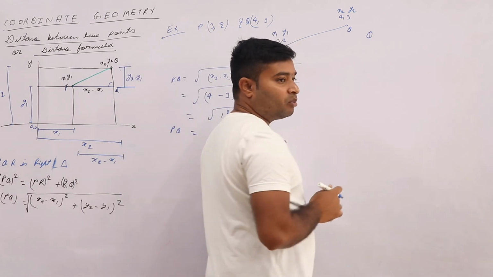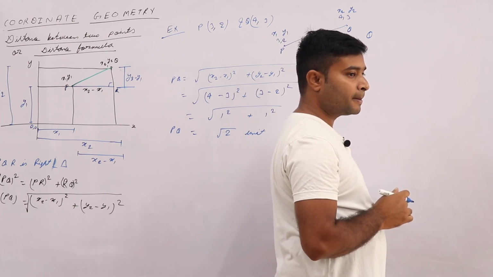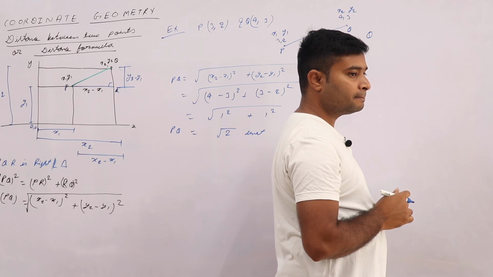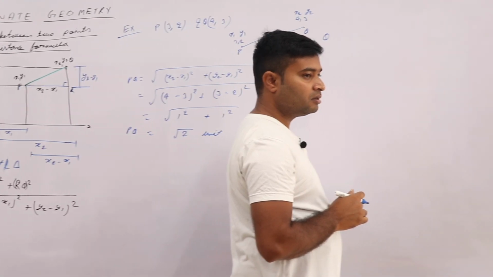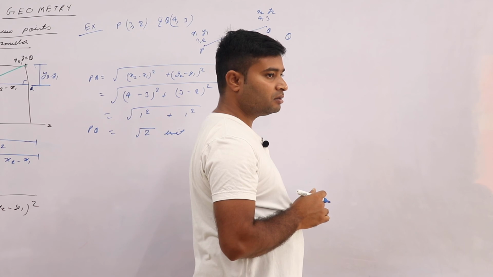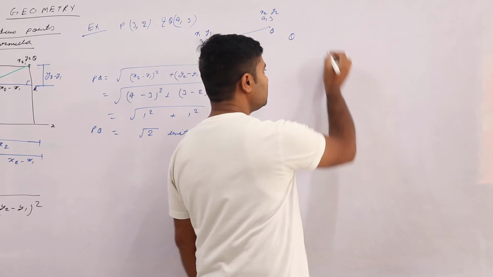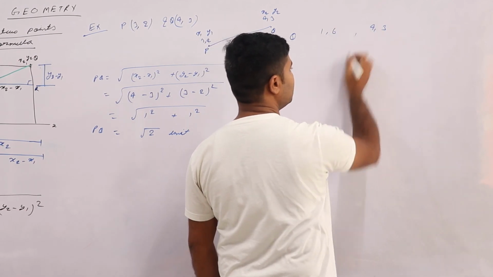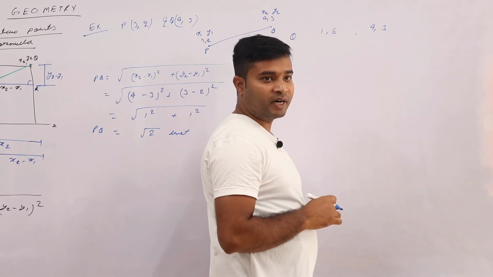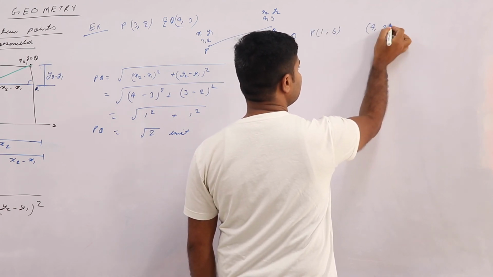According to your question, what is the question? What are the points given? 1, 6 and 4, 3. We should find the distance between these 2 points. Think this is P and this is Q.